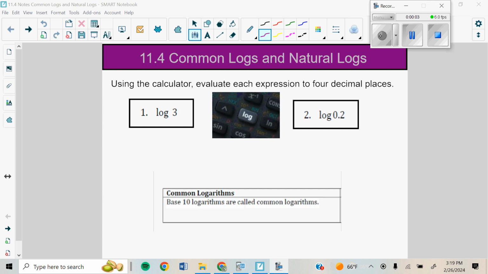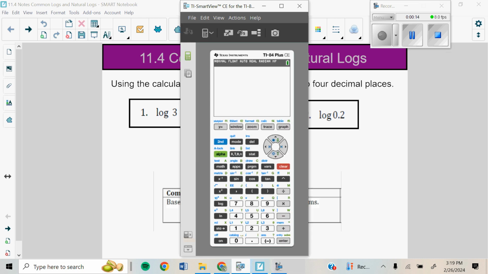Welcome to 11.4 Common Logs and Natural Logs Notes. Today we finally get to use that log button on our calculator that some of you have been dying to use. So go ahead and grab your calculator.